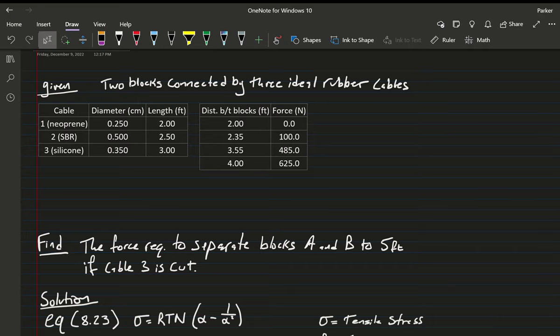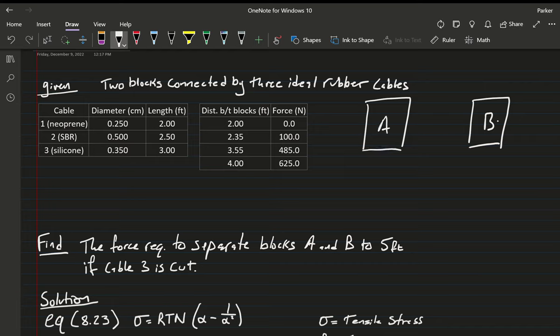But the gist is that we have 2 blocks. Let's call it block A and block B. Let's make B a little bigger. And we'll have 3 cables in series here, in parallel here of different sizes. So let's make this one a little droopy. And this one's even longer. Label this 1, 2, and 3.